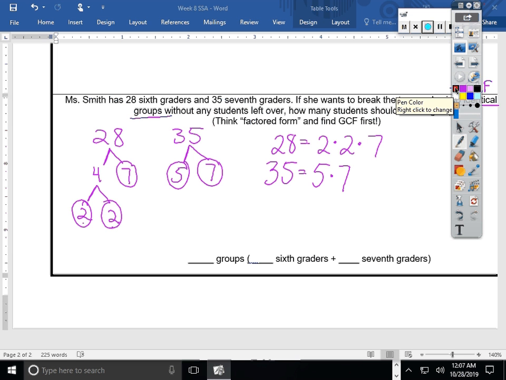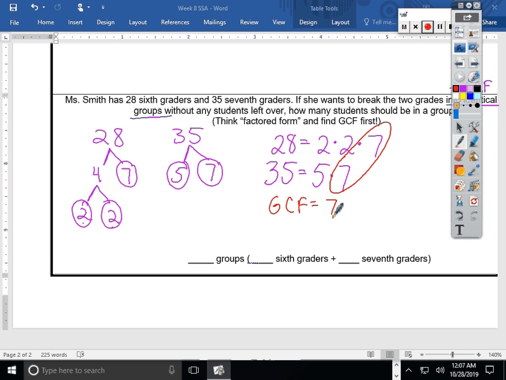I'm trying to make groups that are in common, the same number of 6th graders and 7th graders, so they look alike. Well, I notice that both of these groups have 7. Is there anything else that they both have in common? Be careful, don't choose those 2s. Why not? Those 2s belong to the 28 only. There's not a 2 as a factor of 35. This 7 actually becomes my greatest common factor.